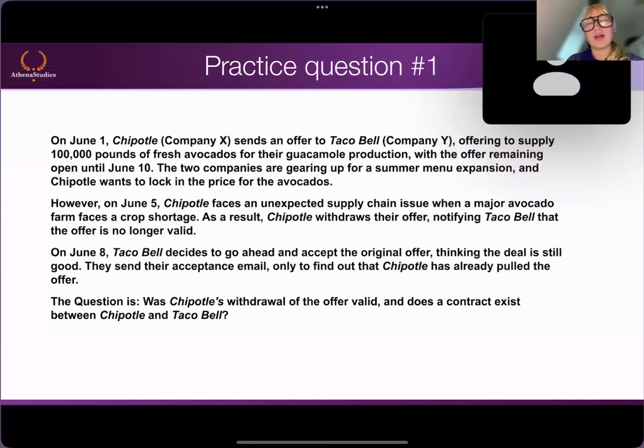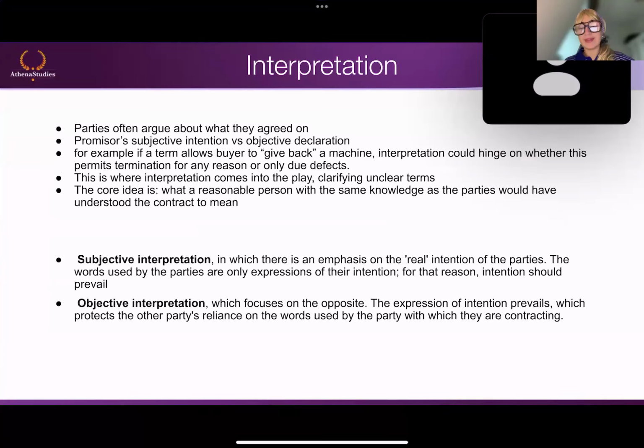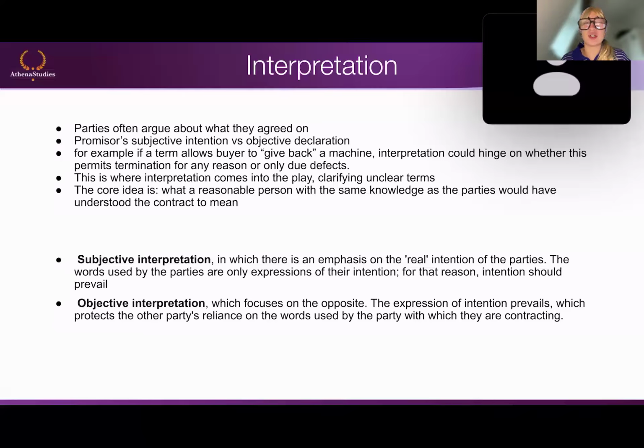So we covered the practice question very well. And now we move on to the next part, which is about the interpretation. Often people sign a contract and they think that they're agreeing to each other. However, they mean different things. They say, I didn't mean this, I understood this differently, etc. And this is where the interpretation steps in. There are two different types of interpretation: subjective interpretation and objective interpretation.